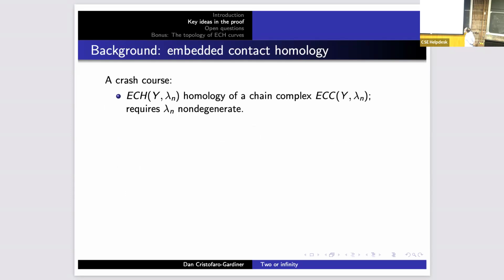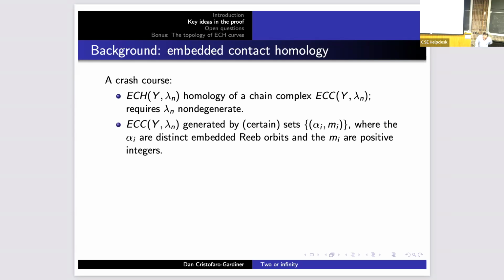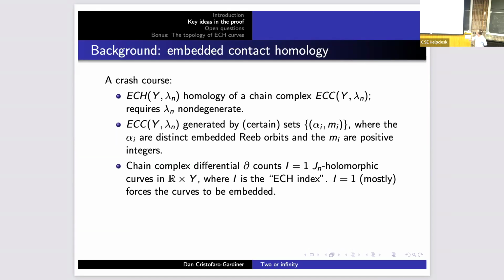So I'm just going to give a very quick crash course. You might as well just set Y equal to the 3-sphere, because that's anyways the case of HWZ's actual conjecture. So, right, it's the homology of a chain complex. It's going to be a Floer type theory, so I can go through it particularly fast since we've seen a lot of that. Maybe comment on some differences. Rather than being generated by a single orbit, it's generated by sets of orbits. And rather than the differential counting something like cylinders, it just counts these mysterious ECH index 1 curves. The point being that the curves are mostly embedded.